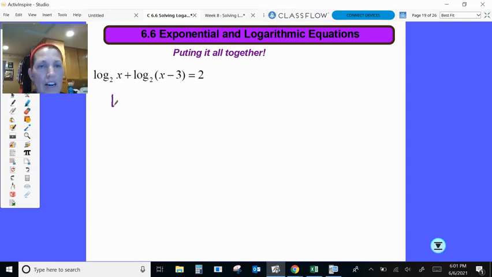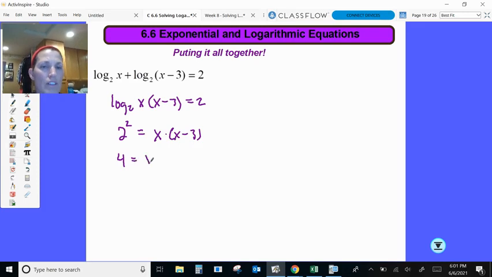So this is going to be log base 2, and we'd have to multiply these two: x times x minus 3 equals 2. Now I have a single logarithm. I can go 2 squared. 2 to the second power equals x times x minus 3.